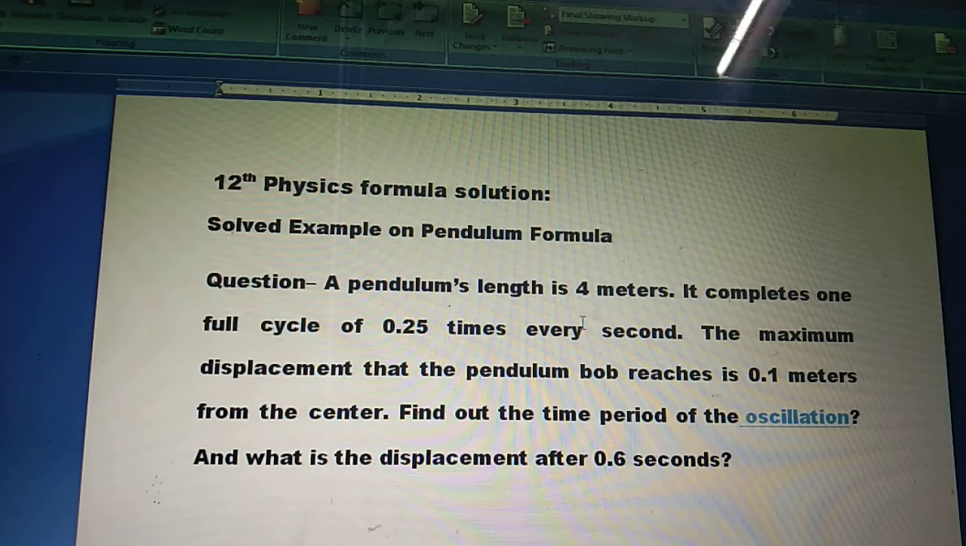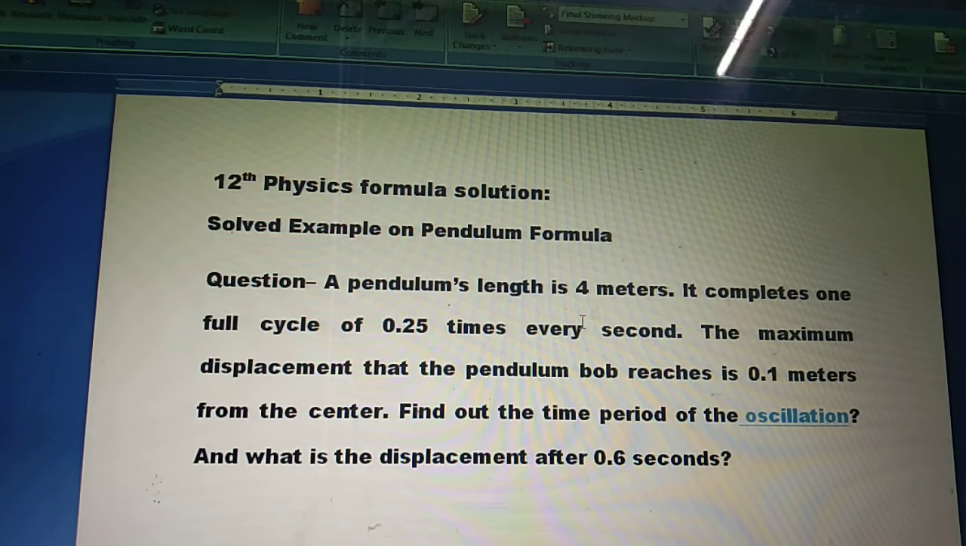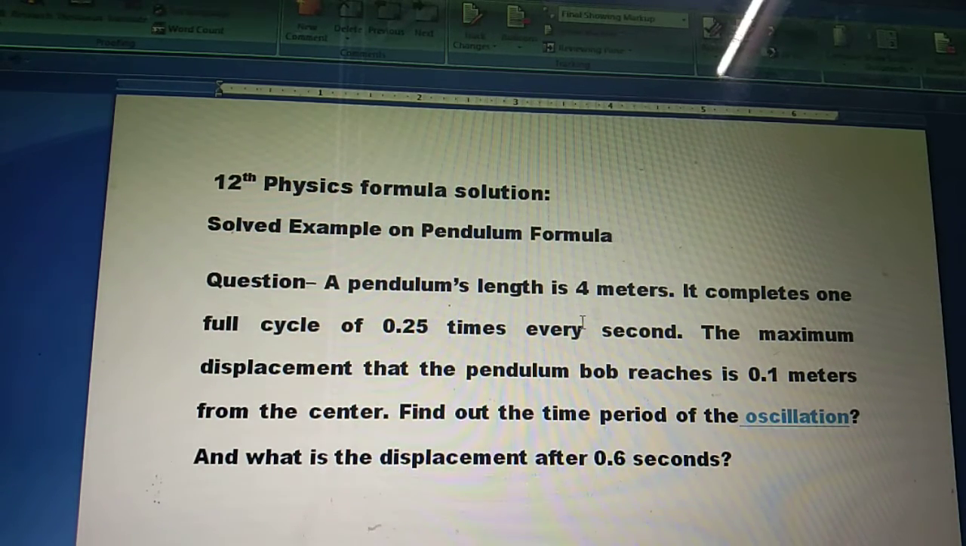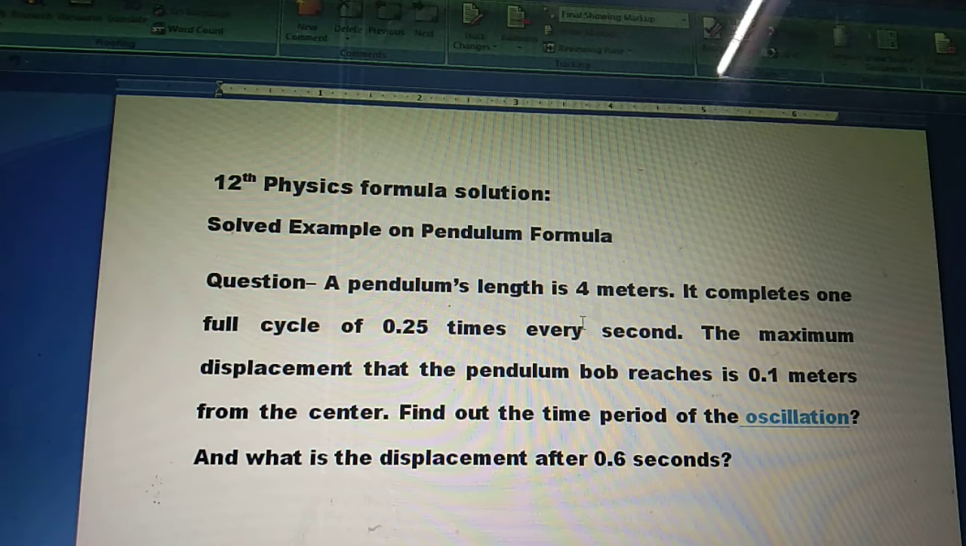A pendulum's length is 4 meters. It completes one full cycle 0.25 times every second. The maximum displacement that the pendulum bob reaches is 0.1 meters from the center. Find out the time period of the oscillation and what is the displacement after 0.6 seconds.